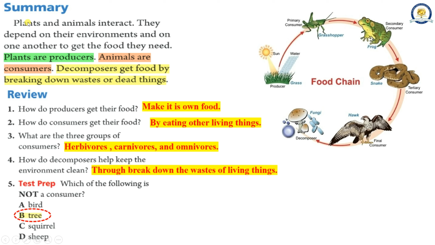Summary. Plants and animals interact. They depend on their environments and on one another to get the food they need. Plants are producers. Animals are consumers. Decomposers get food by breaking down wastes or dead things.